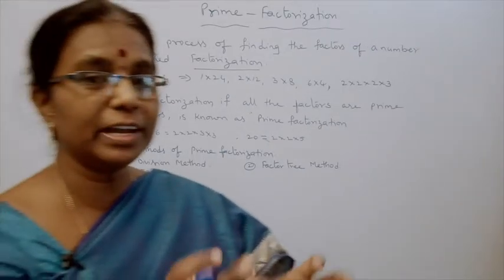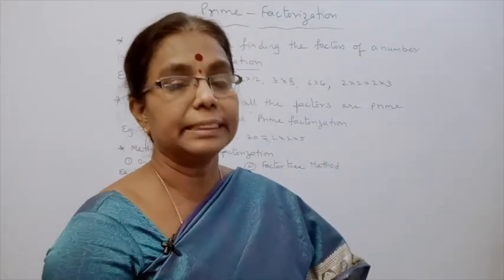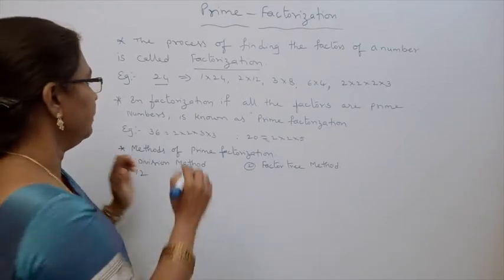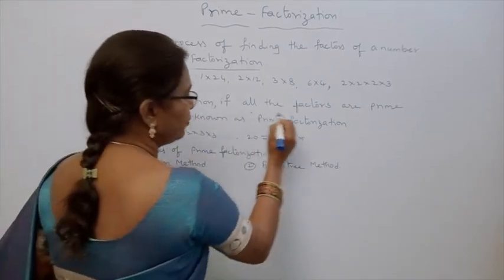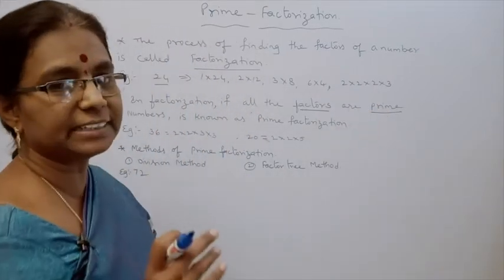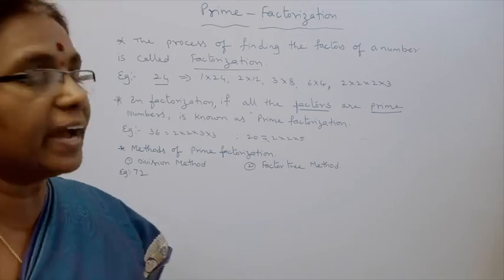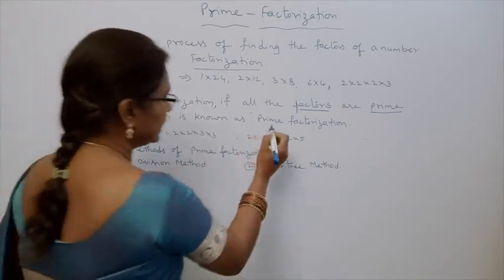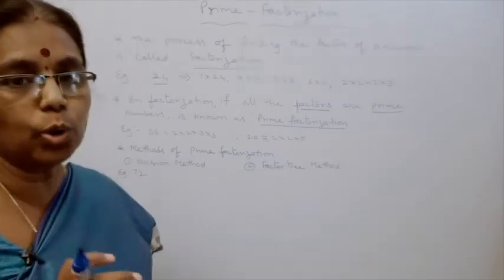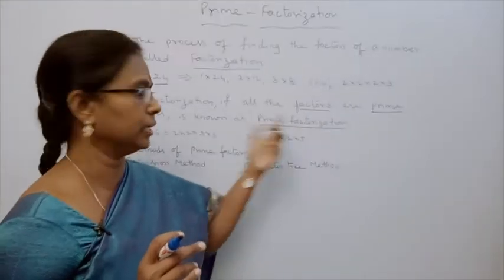But when you write the factors using only prime numbers, that factorization is called prime factorization. Meaning, in factorization, when you write a number as a product of factors and those factors are all prime, then that is called prime factorization.